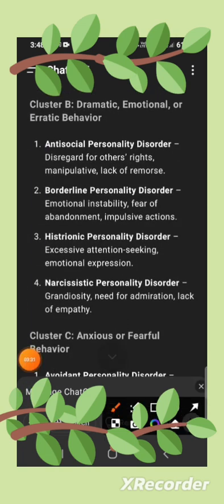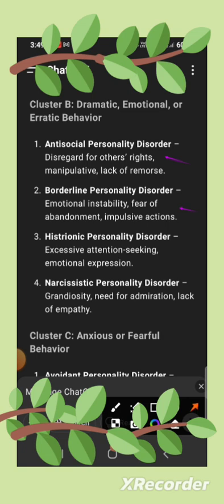Cluster B, dramatic, emotional, or erratic behavior. People in this cluster often have intense emotions, impulsivity, and unstable relationships. Number 1, antisocial personality disorder. Disregards others' rights, often engaging in deceit, manipulation, or criminal activity. Lacks remorse or guilt for harmful actions. Impulsive, aggressive, and often violates social norms.